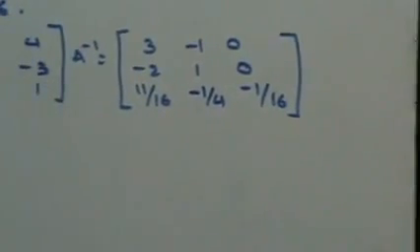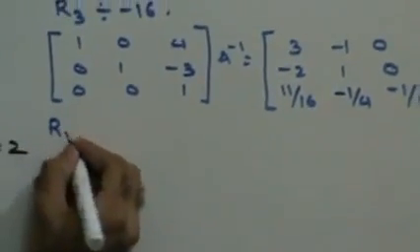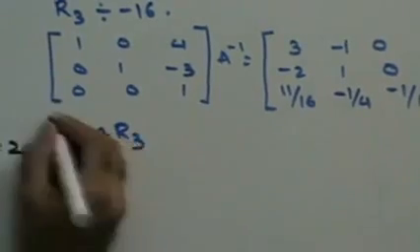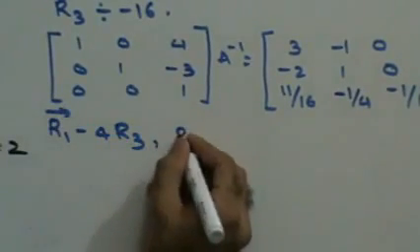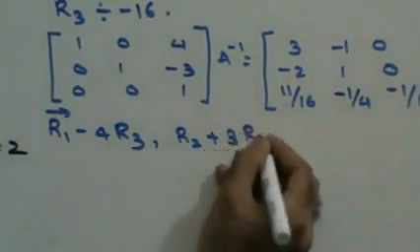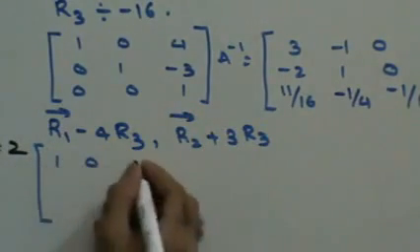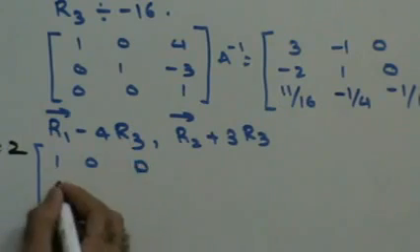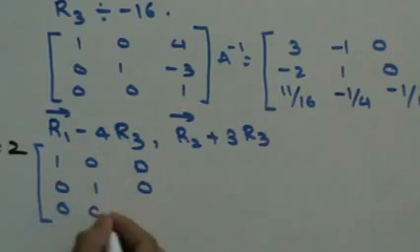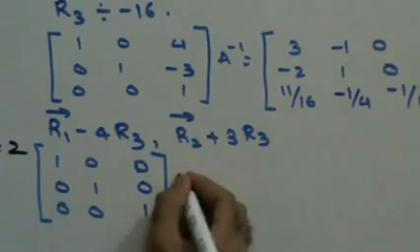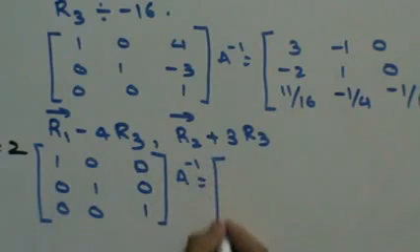Now I need to make the number in the 7th and the 8th position as 0. So this will be R1 minus 4R3, and this is going to be R2 plus 3R3. So in that case, this will become 1, 0, 0, 0, 1, 0, 0, 0, 1 into A inverse. Okay, this should be interesting now.